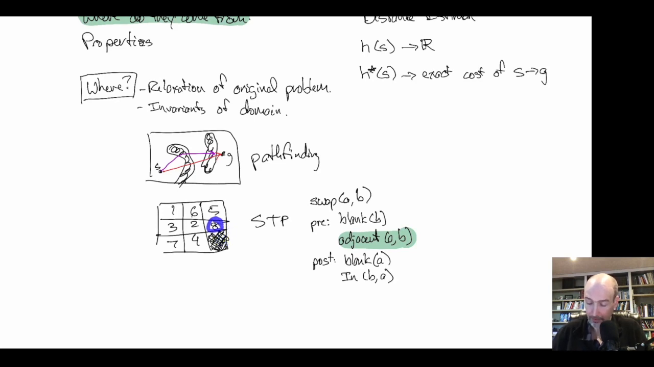Now the blank is here. And so I could immediately take, well, my numbers here aren't great, I could immediately move the 5 there. The blank would be here.